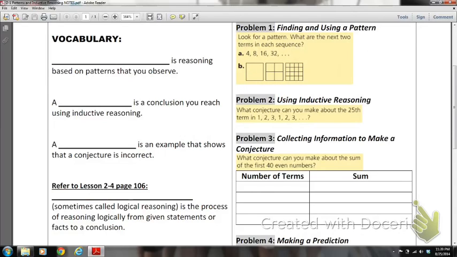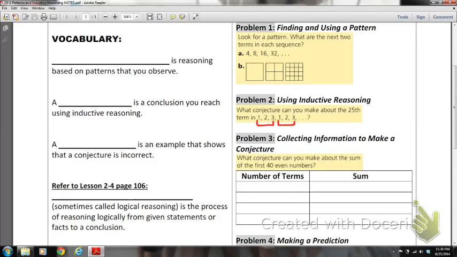In problem number 2, we're using inductive reasoning to determine what conjecture you can make about the 25th term in this sequence. 1, 2, 3, 1, 2, 3, and so on. The ... means on and on. So let's look at the pattern. The pattern is that we have 3 numbers that are repeating.